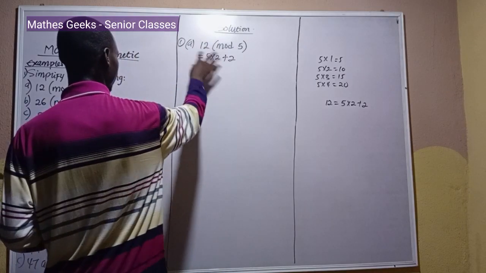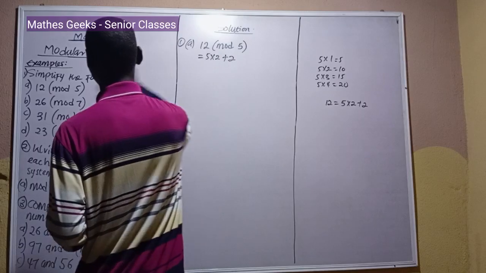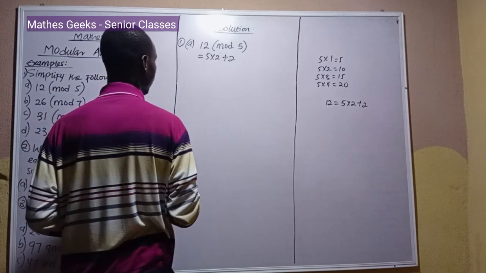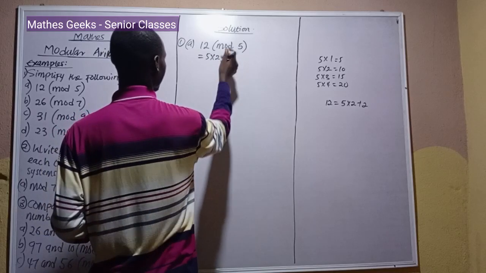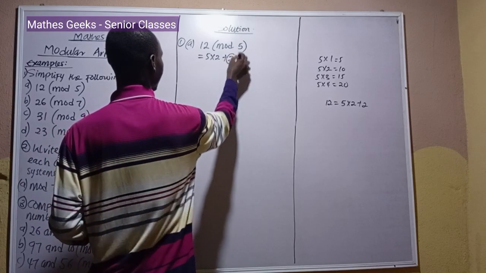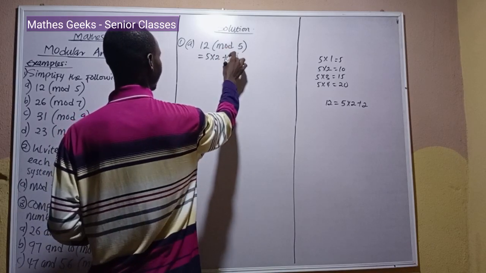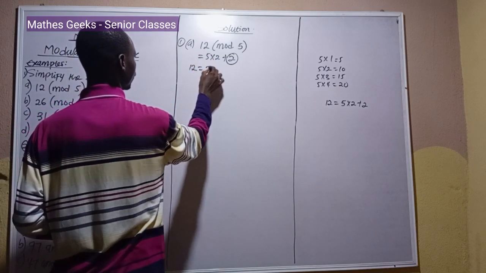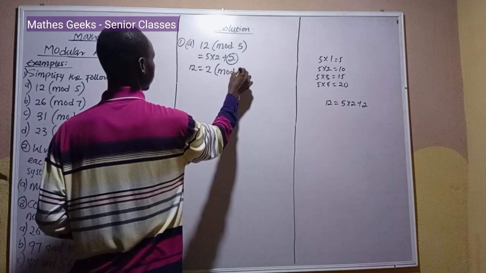This is where you simplify a given number to a given mod. So 5 times 2 plus 2. Our major concern is the remainder, which is this plus part. So 12 is equal to 2 in mod 5.